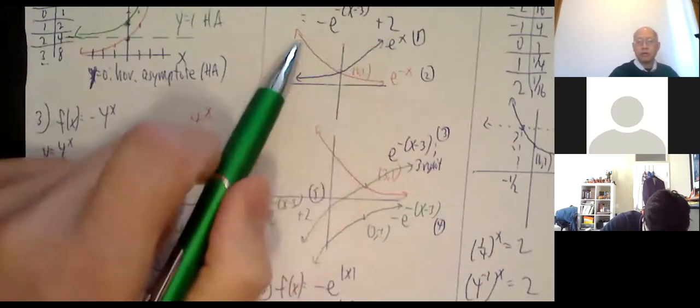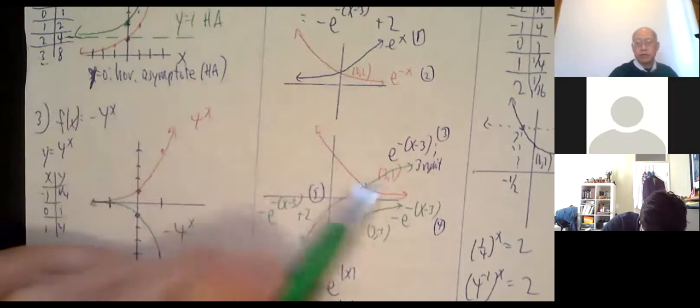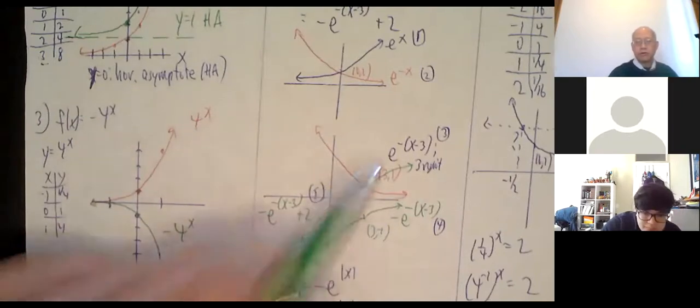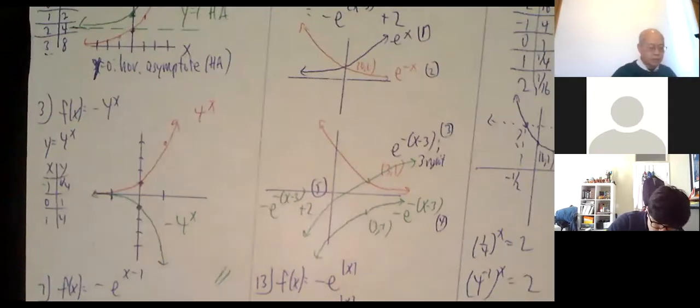All right, so graph 1, 2, 3, 4, and 5. So that's that.